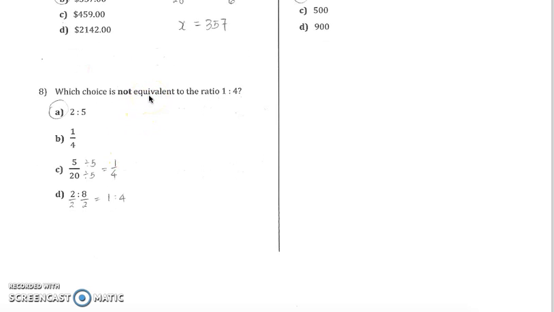Which choice is not equivalent to the ratio 1 to 4? Well, if you try to find the simplified version of all these proportions and ratios, you notice that A is different.